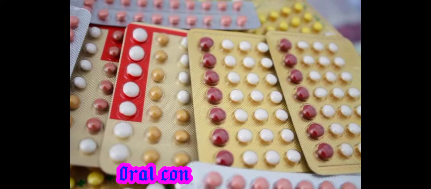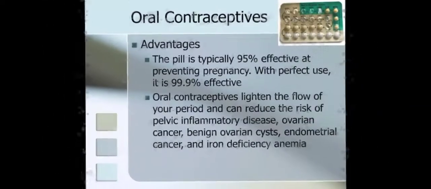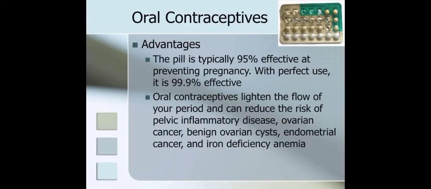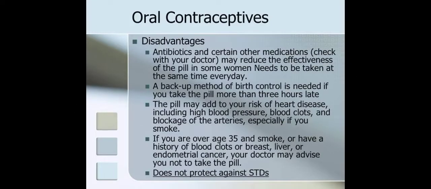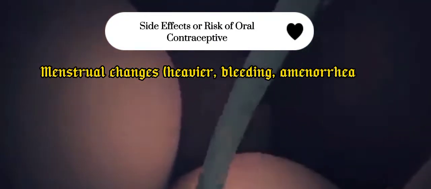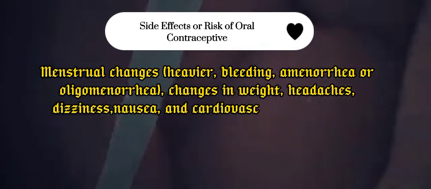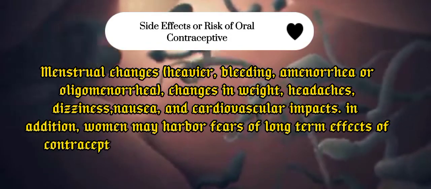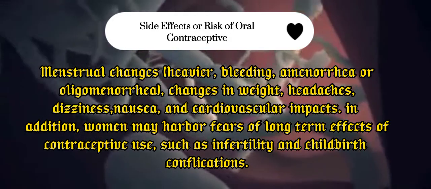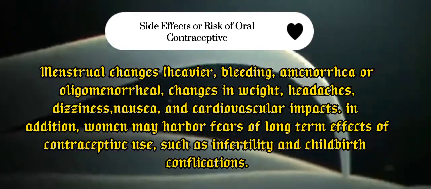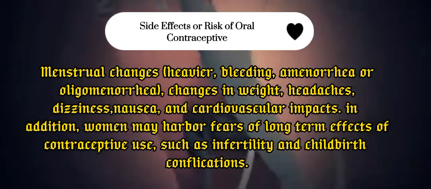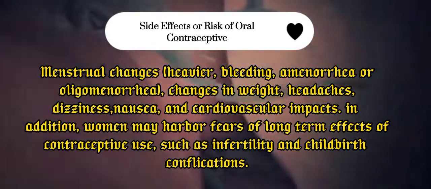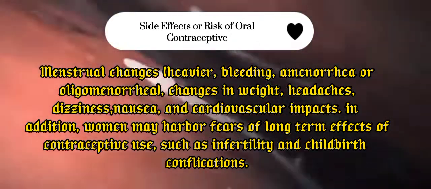A. Artificial methods. Oral contraceptives. Menstrual changes: heavier bleeding, amenorrhea or oligomenorrhea, changes in weight, headaches, dizziness, nausea, and cardiovascular impacts. In addition, women may harbor fears of long-term effects of contraceptive use, such as infertility and childbirth complications.